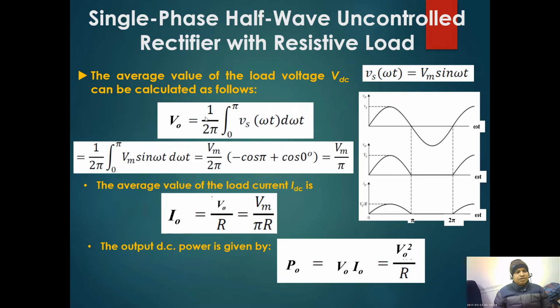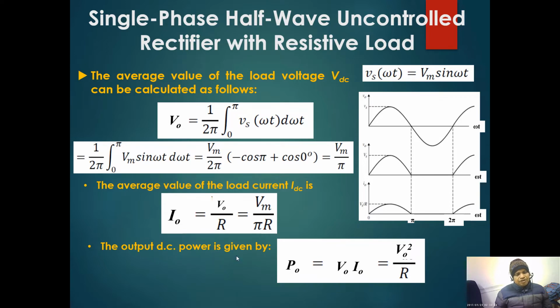And if you see the output voltage V naught, the average of the output voltage, it is given by 1 by 2 pi integral from 0 to pi of Vs sin omega t d omega t. So if you put the values, you will get, this is our derivation, the value Vm by pi. And what is the current? Current is V naught by R, which is equal to Vm by pi R.